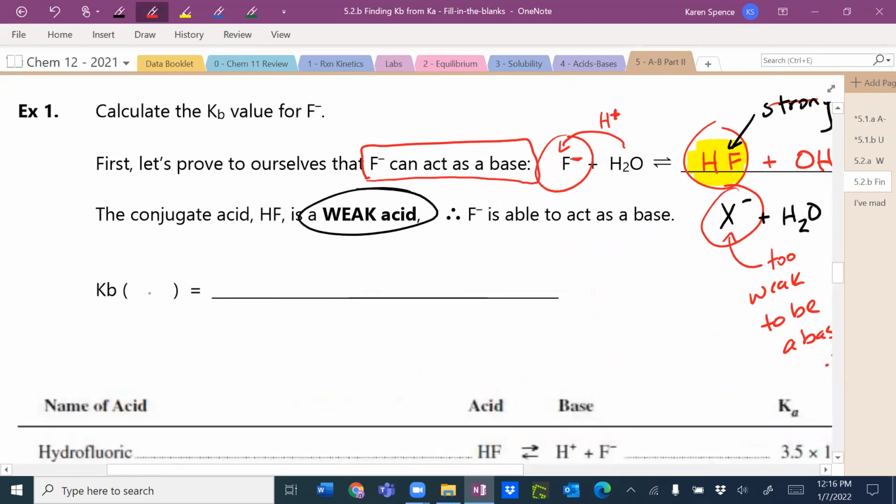So we are going to write the Kb for F-. And what goes on the top of this equation, if we want to find it? What goes on the top of this equation? Kw over Ka. And do I just write Ka, or do I write something more?